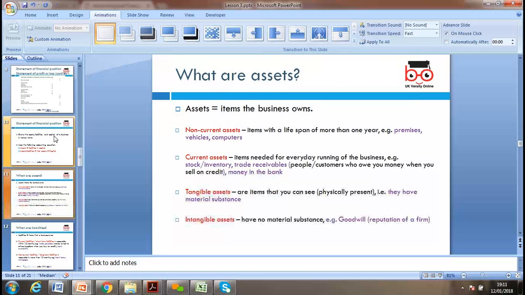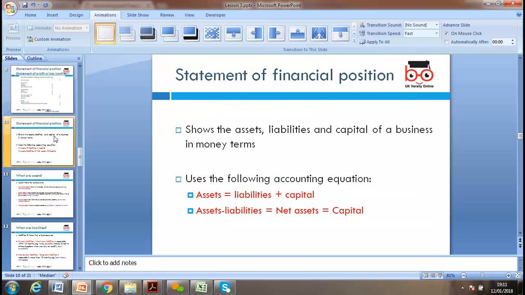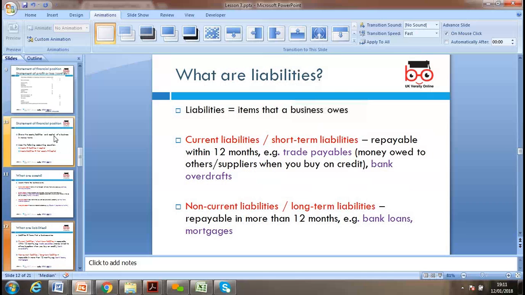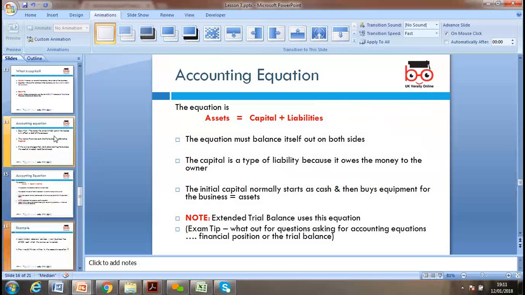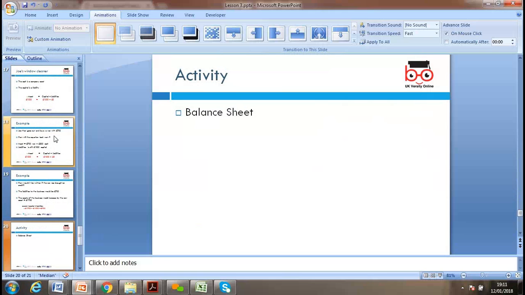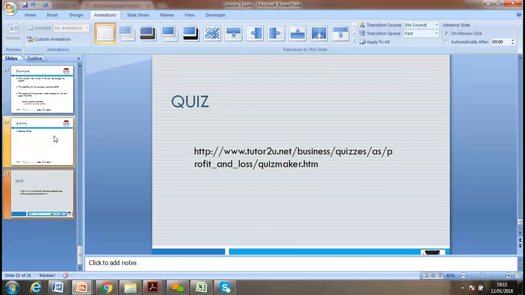This has all been explained. The accounting equation is assets equal liabilities plus capital. Assets minus liabilities is equal to net assets, and net assets are equal to capital. We also explained all the non-current assets, current assets, tangible and intangible. So that's the summary of all the assets and liabilities under the balance sheet.